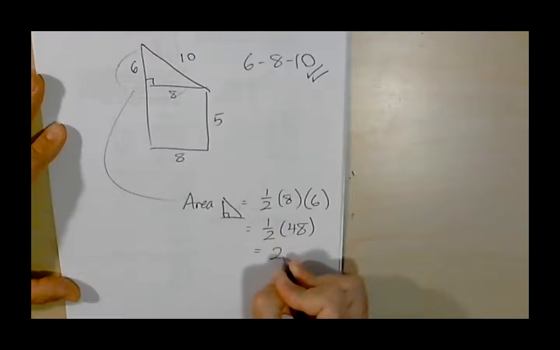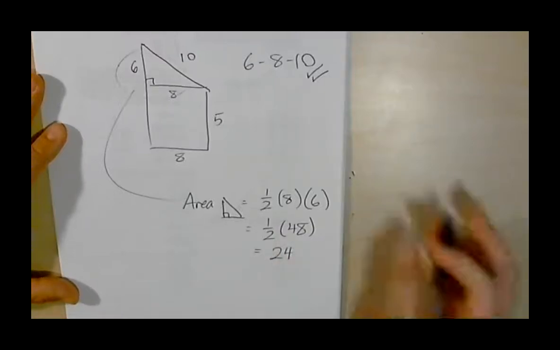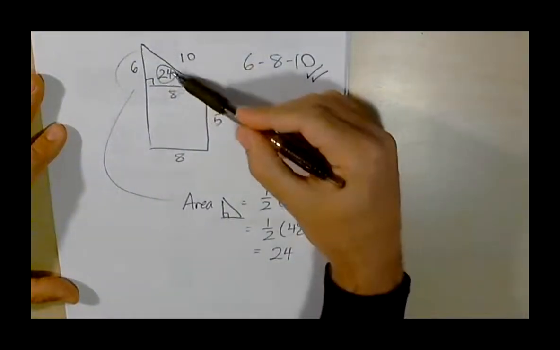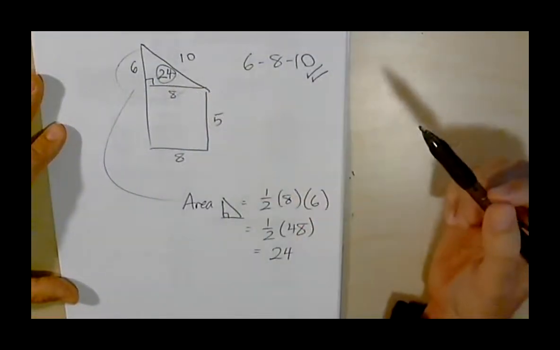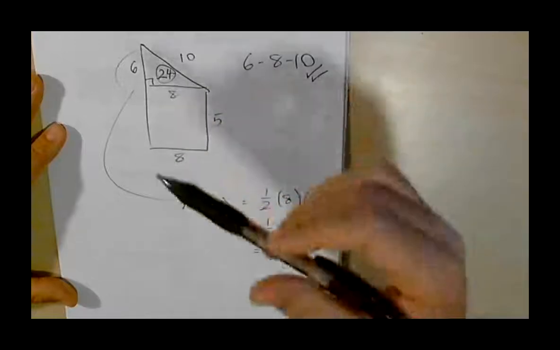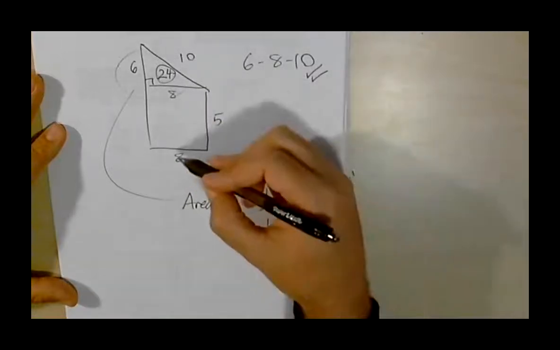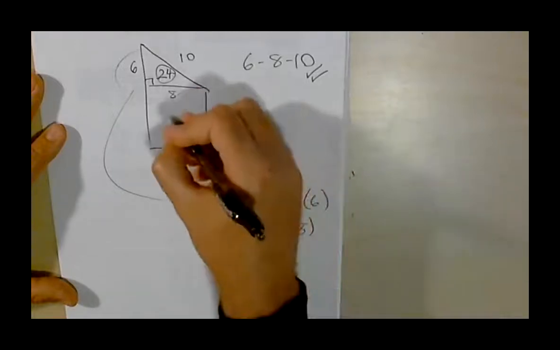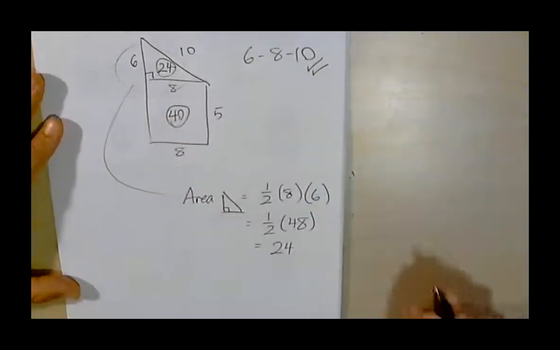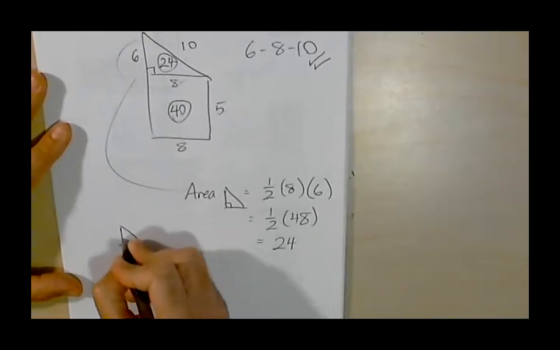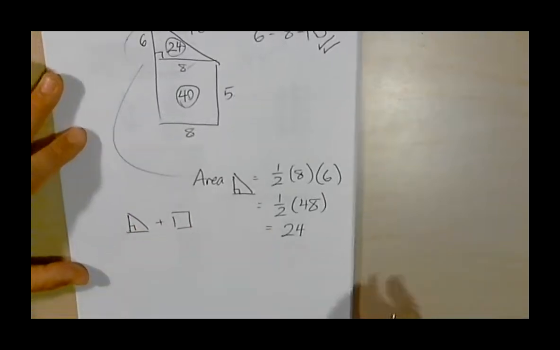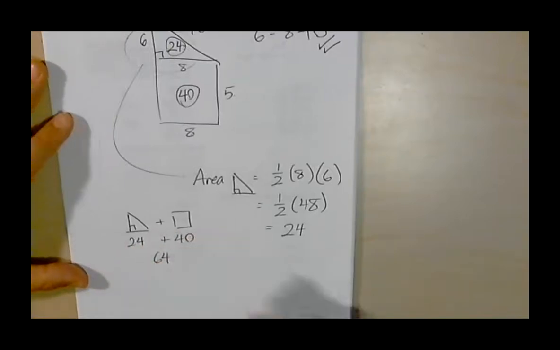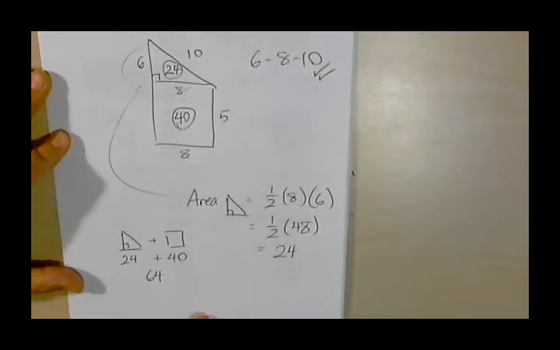And what I like to do is put the area right inside the shape, because that's just a nice way to remember that, oh, right, the area of that shape is 24. Now we don't have to think about it ever again. It's just locked into our diagram. And we can do the same thing for the area of this rectangle, which is just length times width, so it's going to be 40. So if we add the area of the triangle plus the rectangle, we're going to get 24 plus 40, so our answer is 64.